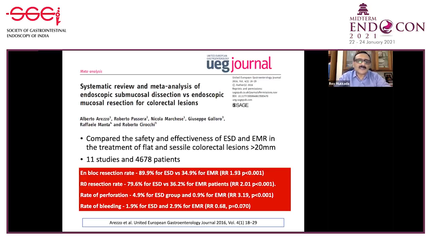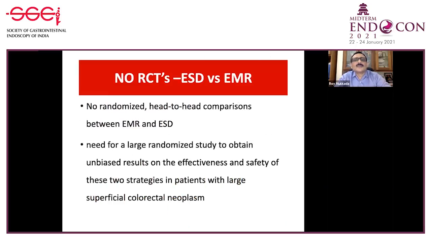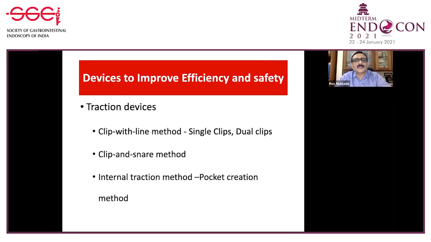The rate of perforation is around 5% in ESD and 0.9% for EMR. The rate of bleeding is 1.9% for ESD and 2.9% for EMR. But there's no randomized head-to-head comparison between EMR and ESD, and there is a need for a large randomized study to obtain unbiased results on the effectiveness and safety of these two strategies in patients with large superficial colorectal neoplasms.